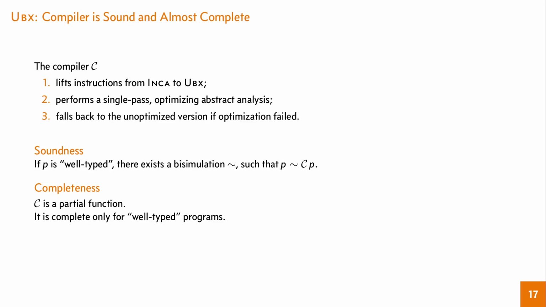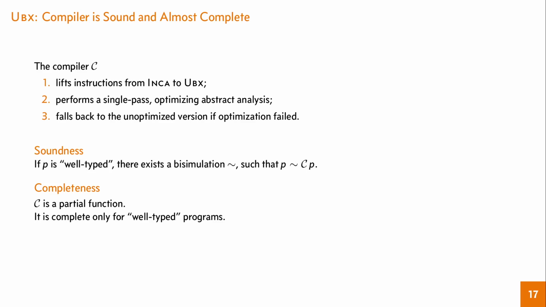In the formalization, we define the compiler as a function that lifts instructions from Inca to UBX, then performs a single pass optimizing abstract interpretation, and finally inspects the output of the optimization pass and uses it if it is any good, or falls back to the unoptimized version otherwise. The compilation is sound, as in, if it succeeds, then there exists a bisimulation between the program and its compiled version. This bisimulation ensures that at every step of the execution, the types of the operands on the operand stack correspond to the result of the abstract interpretation.